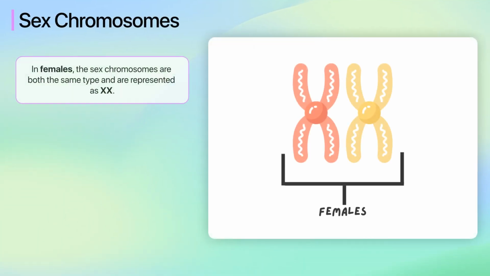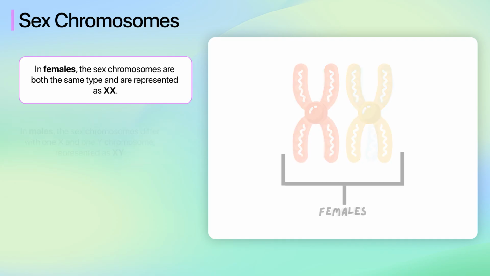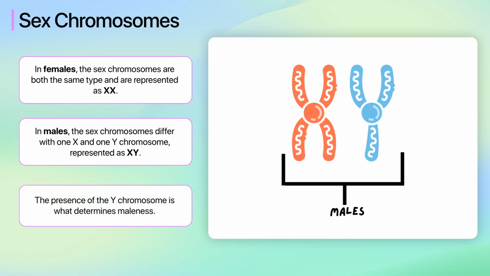In females, the sex chromosomes are both the same type and are represented as XX, meaning that both sex chromosomes in the pair are X. In males, the sex chromosomes differ. They have 1 X and 1 Y chromosome represented as XY. The presence of the Y chromosome is what determines maleness.